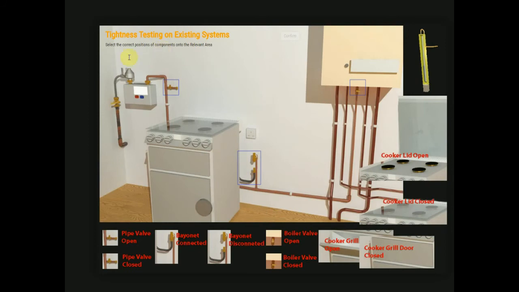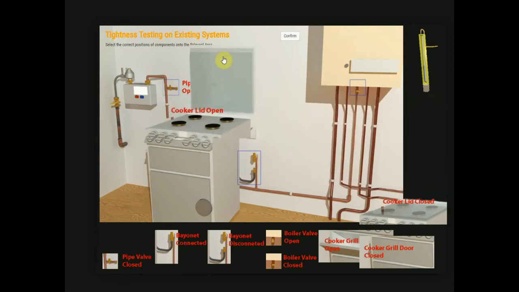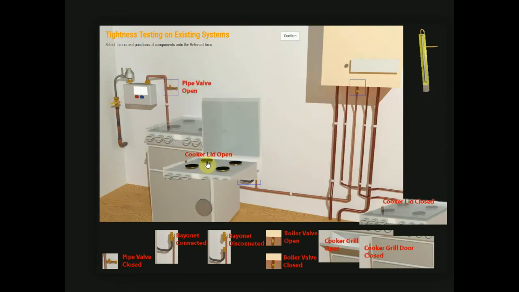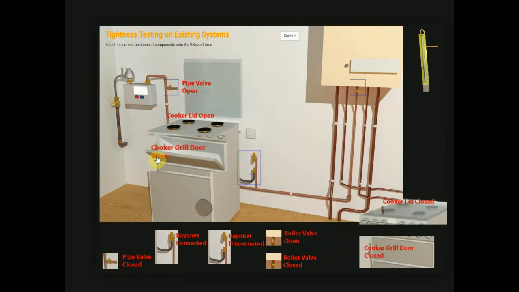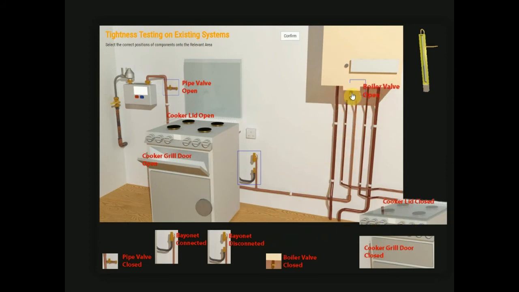When I'm going to do a tightness test in an existing system, would the pipework valves be open or closed? Well, of course, they would be open. We need to test every millimetre of pipe. The cooker lid would also need to be open. The grill door, if it's got a grill door safety device, would also need to be open. The boiler valve would need to be open, and the cooker bayonet would need to be connected.